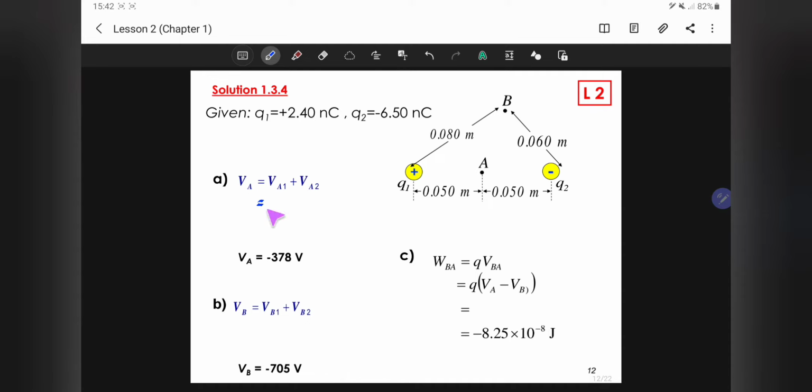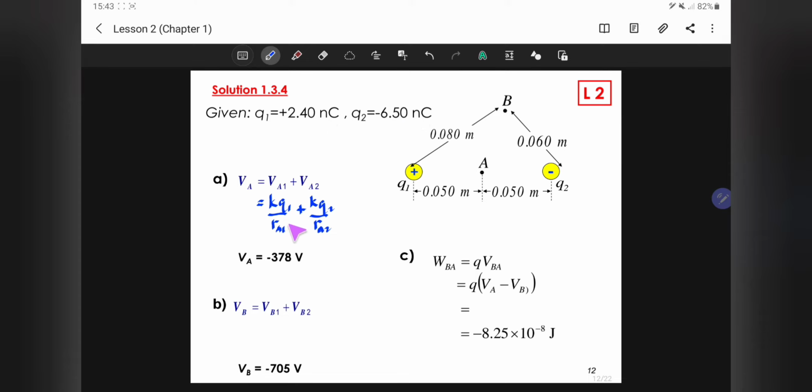So what do we have? VA1 is KQ1 over RA1, plus KQ2 over RA2. K is just a constant. Remember the value is 9 times 10 to the power of 9. Q1 is given already, which is positive 2.4. Q2 is also given, which is equal to negative 6.5 nanocoulomb. Remember, nano should be times 10 to the power of negative 9.